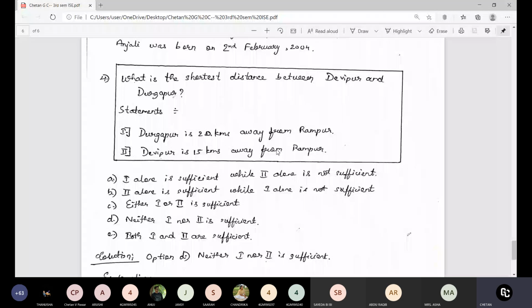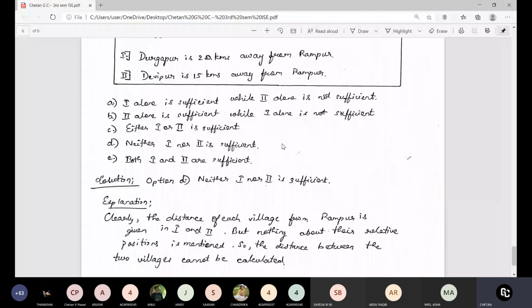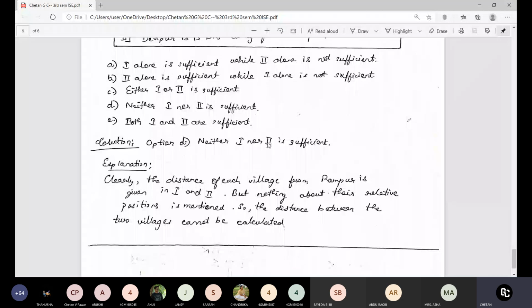So by statements 1 and 2, we can say that the distance of each village from Rampur has been mentioned clearly, but they haven't mentioned the relative position, like whether it is in the north, south, west, or east. They haven't mentioned their relative positions. So the distance between the two villages cannot be calculated. Therefore, option D, that is, neither the first statement nor the second statement is sufficient to answer. So these are the problems related to data sufficiency.